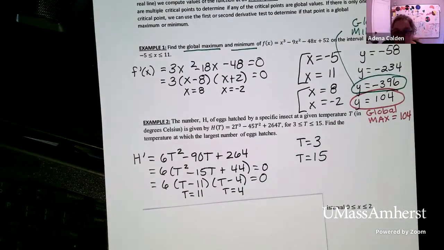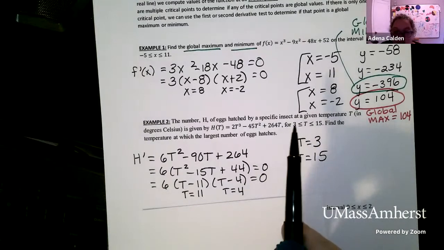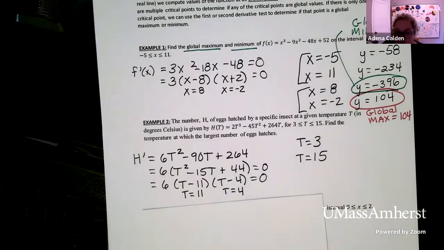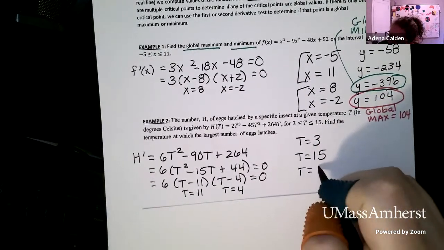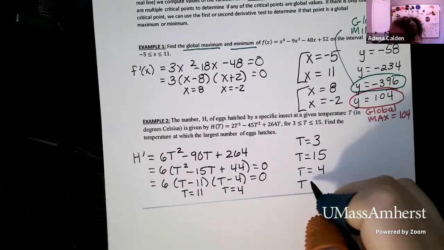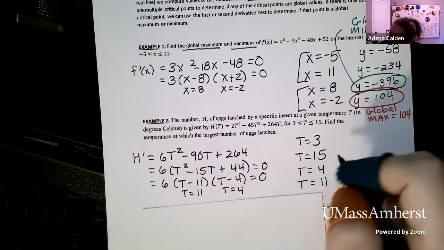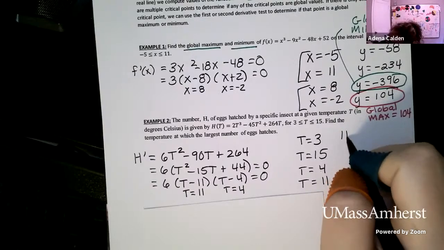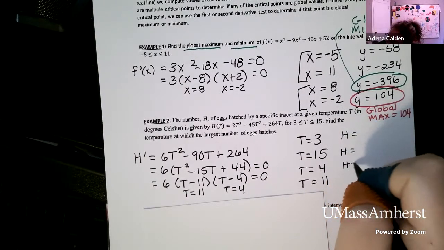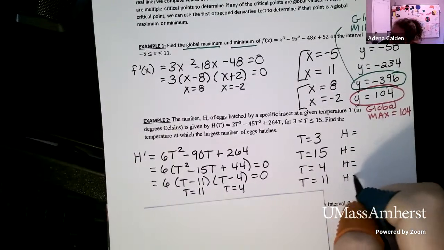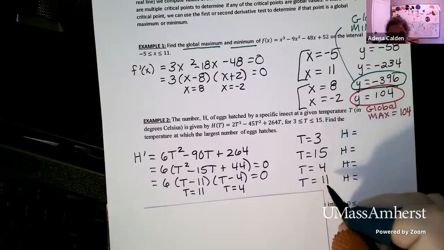So again, I need to check and make sure that these are on my interval. So my interval is 3 to 15. Great. So I get t equals 4, t equals 11. I can add them to my list. So now I need to go ahead and plug all of these temperatures back into the original function to see how many eggs are hatched for each of these 4 temperatures.